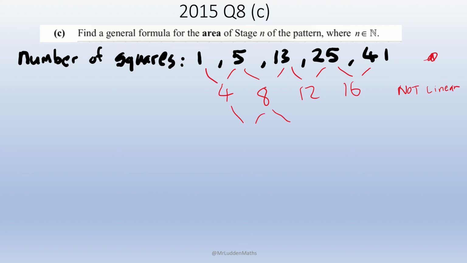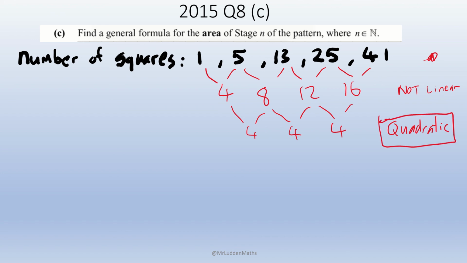So we're going to go to our second difference. We're going to find 4 and 4, 8 and 4, 4. So quadratic. Seeing as my second difference is constant, this right here is going to be quadratic. Okay, now the fun begins.